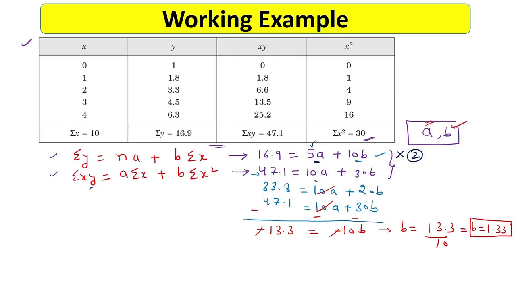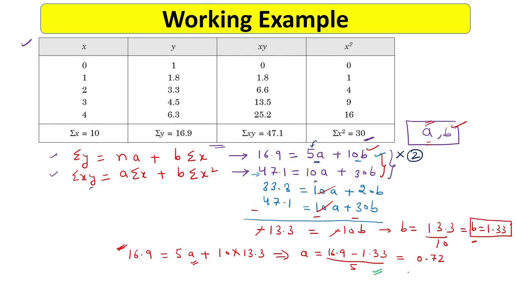Now we have to find the value of a. I can put b in any of these equations and find the value of a. Let's say I put the value of b in this first equation, and if I simplify this to find the value of a, I will get this equation, and if I simplify this, I will get 0.72. So a is 0.72. Okay, so I have got a as 0.72 and b as 1.33.